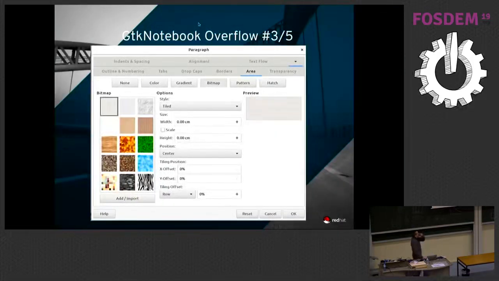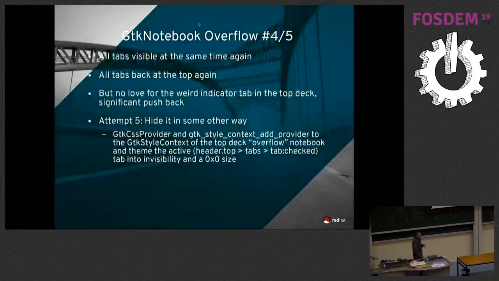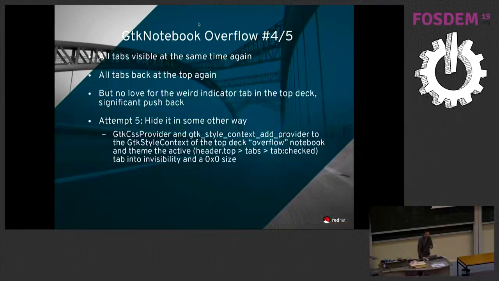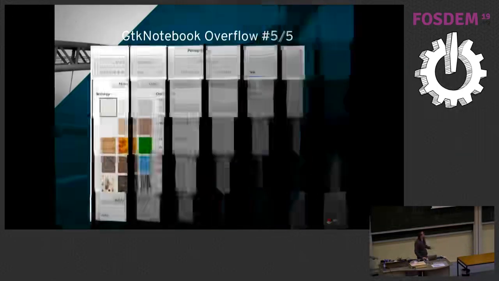So there's this active tab at the top right there with a kind of a down arrow on it or something that's indicating that the next row is active. Yeah. Okay. Yeah, so that wasn't very popular either. But the good bit is that all the tabs are now visible at the same time. All the tabs are back at the top, but this extra one is of no use to anybody. Yeah, so let's try and see, can we theme it into oblivion? So yeah, let's just theme it into invisibility in 0 by 0 size.